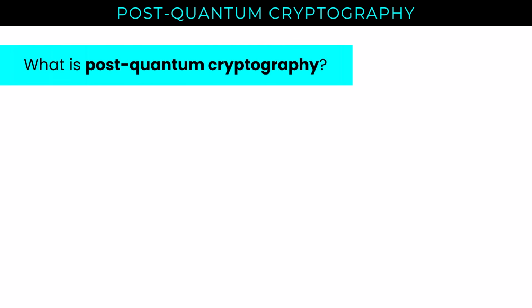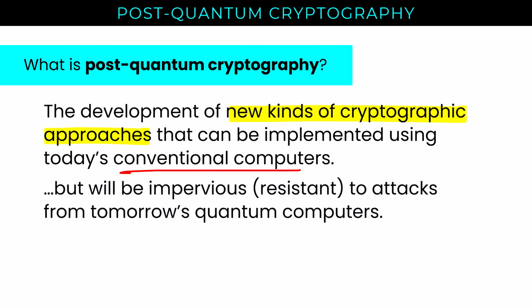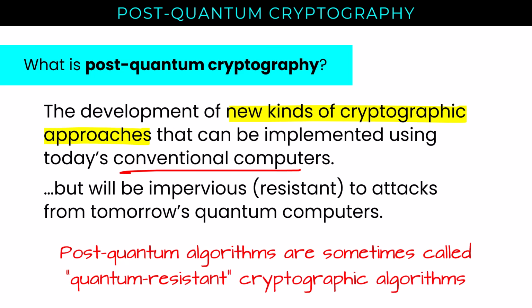So, let's go a bit further with post-quantum. It's really the development of new kinds of cryptographic approaches that can be implemented using today's conventional computers, but that will be impervious, will be resistant to attacks from tomorrow's quantum computers. Post-quantum algorithms are sometimes called quantum-resistant cryptographic algorithms. I actually go much deeper into post-quantum cryptography in my CISSP Exam Cram. You're not going to need it for this exam, so we're not going to go there.